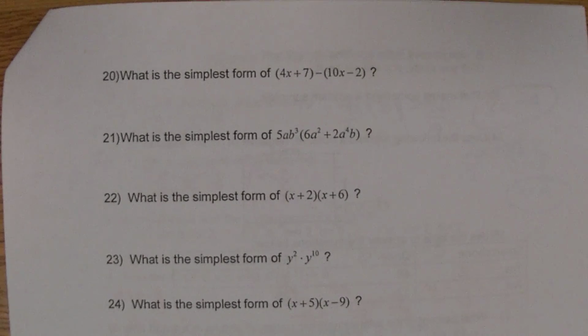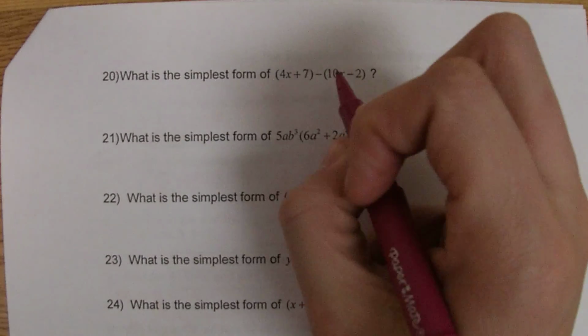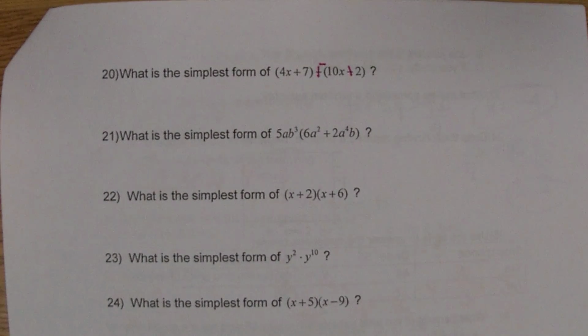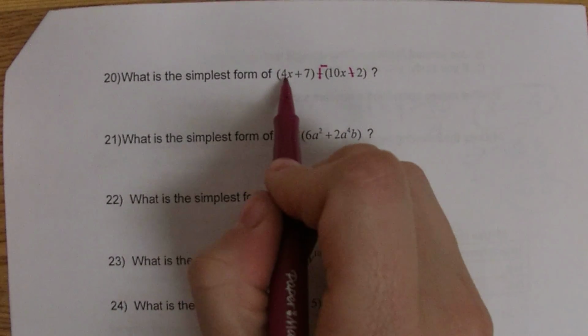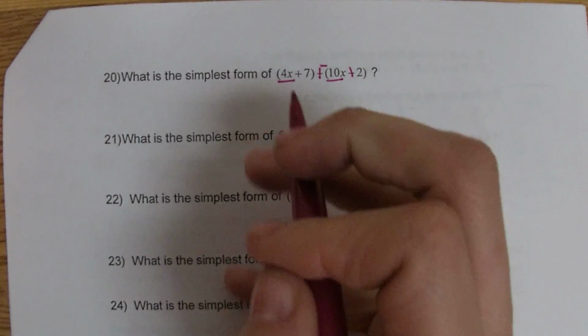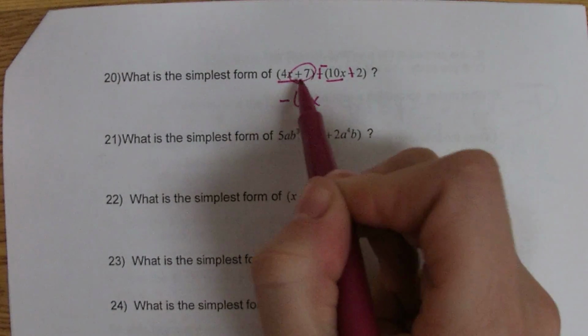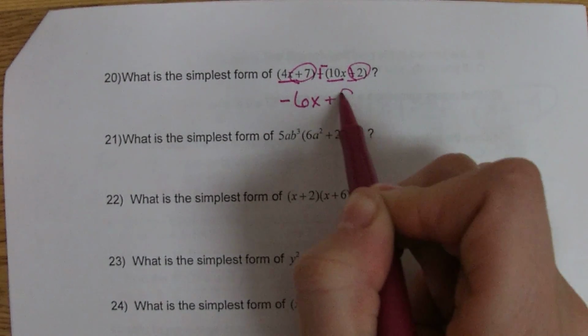So number 20, we are subtracting. If we are subtracting, we want to change this to adding the opposite. So we're going to make that 10 negative and that 2 positive. And then we're just going to combine like terms. So a 4x plus a negative 10x will give us a negative 6x. A positive 7 and a positive 2 will give us a positive 9.